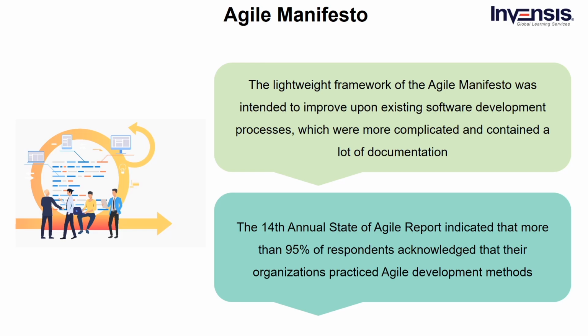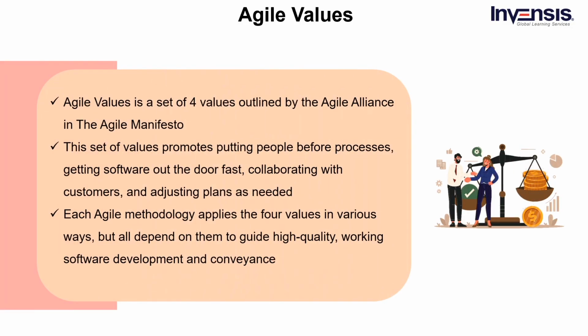Agile Values. Agile Values is a set of 4 values outlined by the Agile Alliance in the Agile Manifesto. This set of values promotes putting people before processes, getting software out the door fast, collaborating with customers, and adjusting plans as needed. Each Agile methodology applies the 4 values in various ways, but all depend on them to guide high-quality, working software development and conveyance.